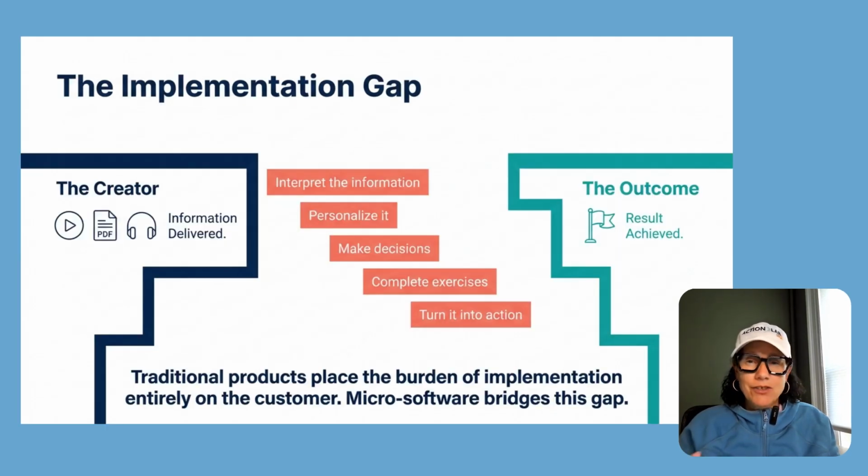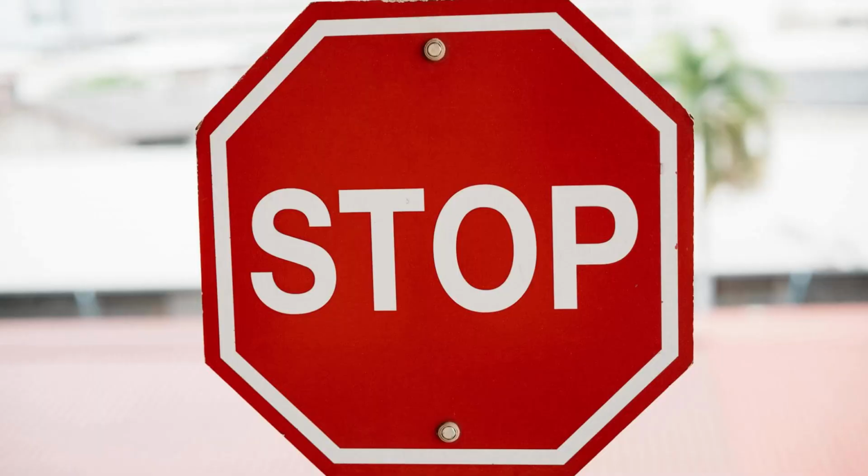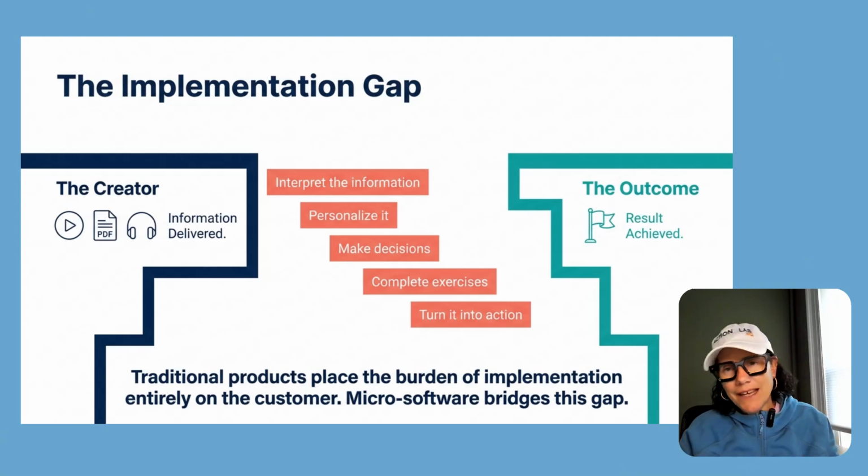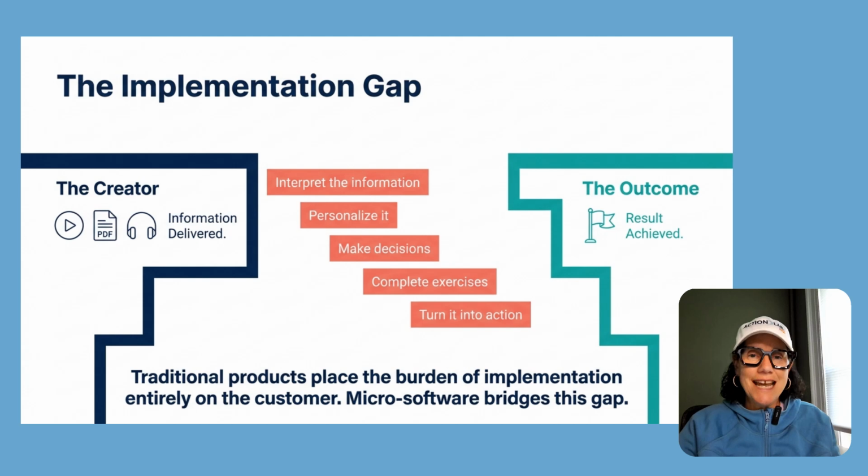Traditional digital products usually stop after delivering the information. Maybe you give the customer a video, a PDF, a workbook, or an audio lesson, but then the customer still has to interpret everything. They have to decide what applies to them, personalize the recommendations, complete the exercises, and turn everything into action. That really creates an implementation gap.